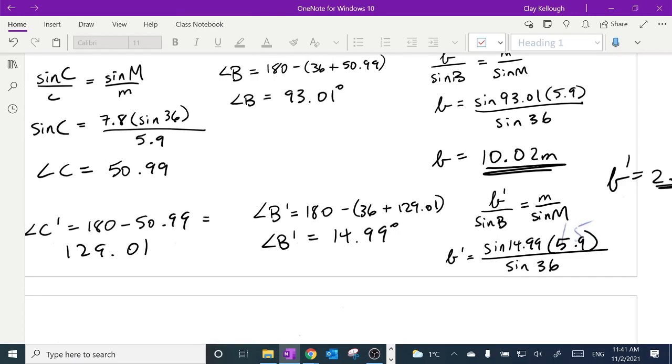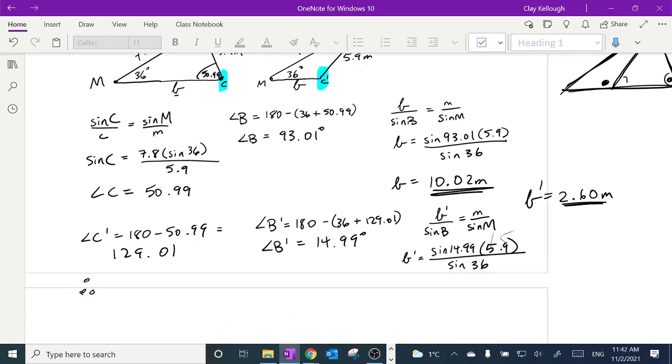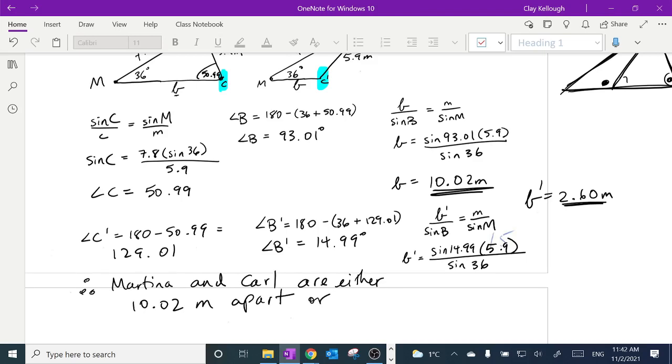So I would then, if I had the room, make a conclusion. Therefore, Martina and Carl are either, what was the first answer? 10.02 meters apart, or 2.60 meters apart.